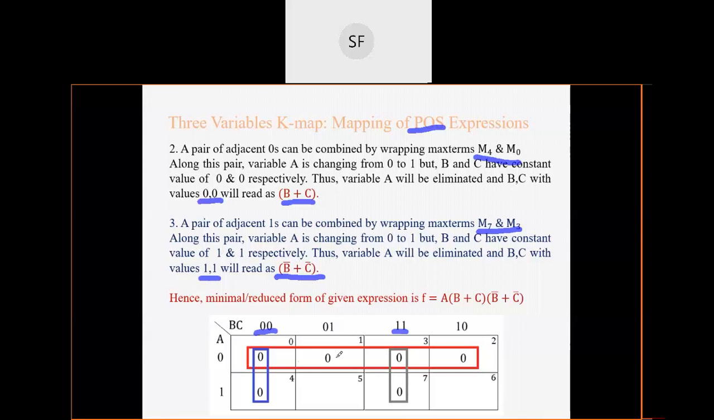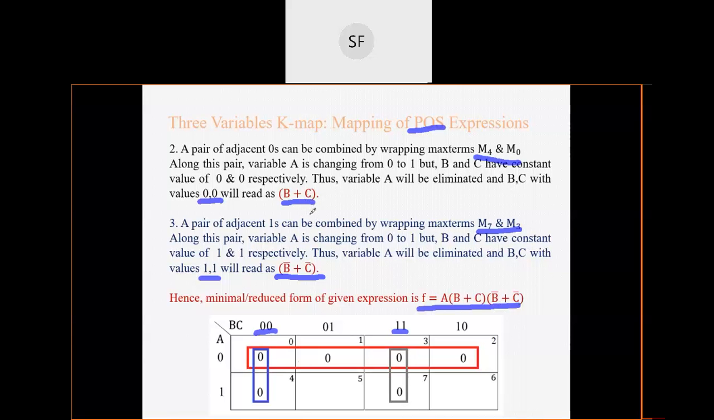So finally, we can observe that all zeros are already covered either in a pair or in a quad, and there is no isolated max term present here. तो सारे जीरो या तो पेयर में कवर हो गए, या फिर क्वाड में ऑलरेडी कवर हो गए. तो फाइनल रिड्यूस्ड फॉर्म क्या होगा, it will be the product of all these three terms.